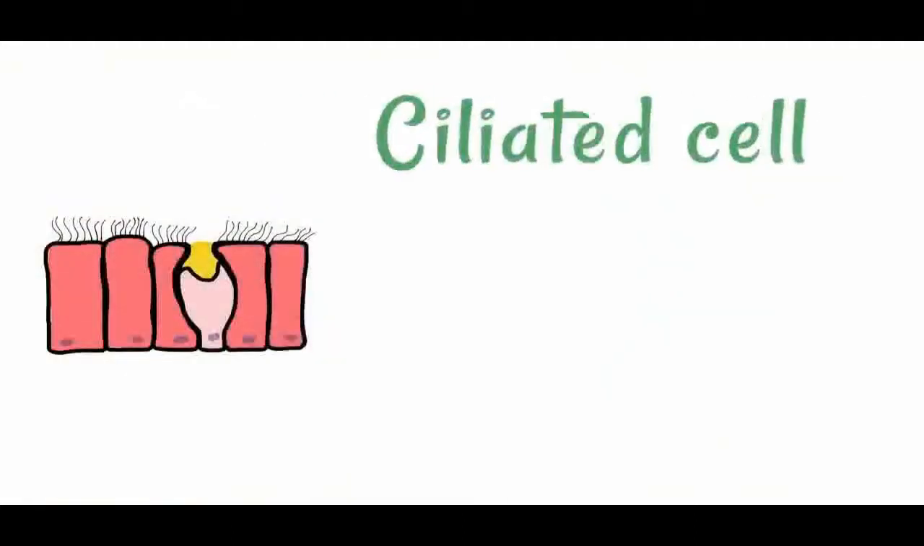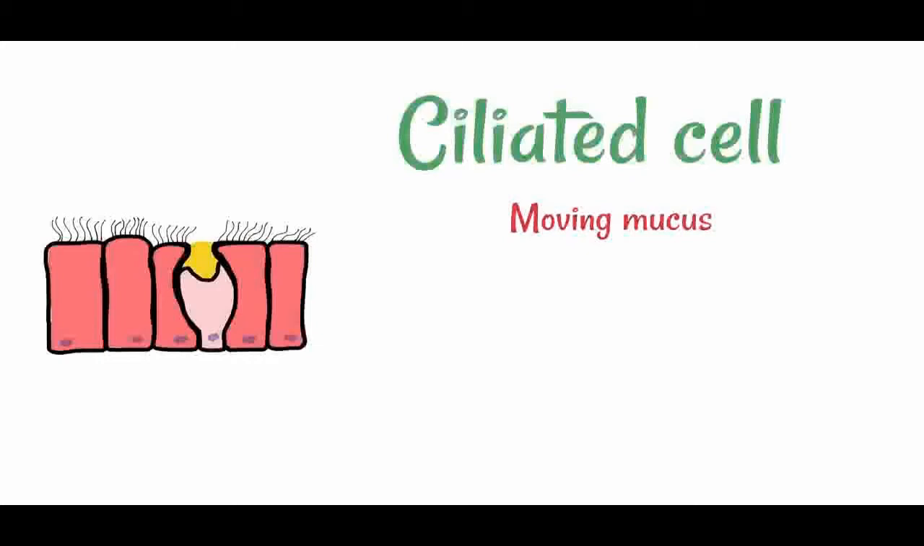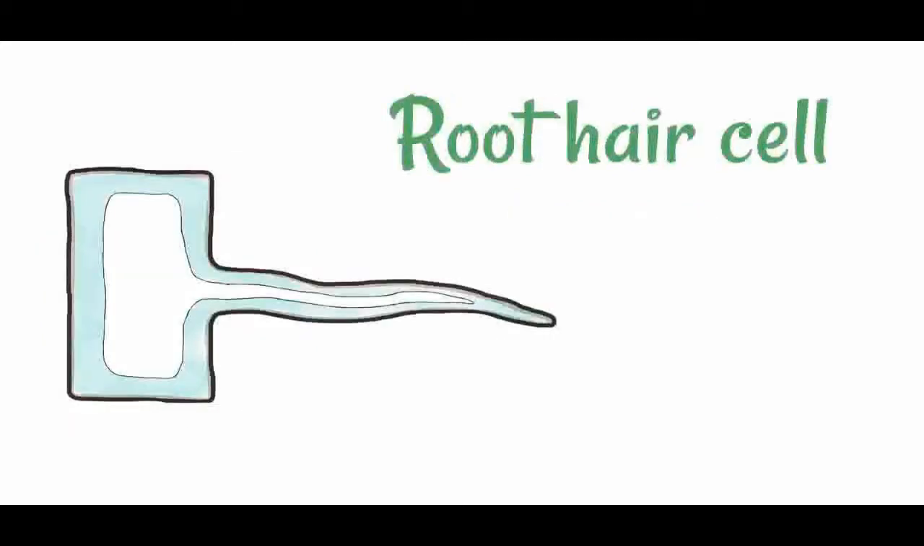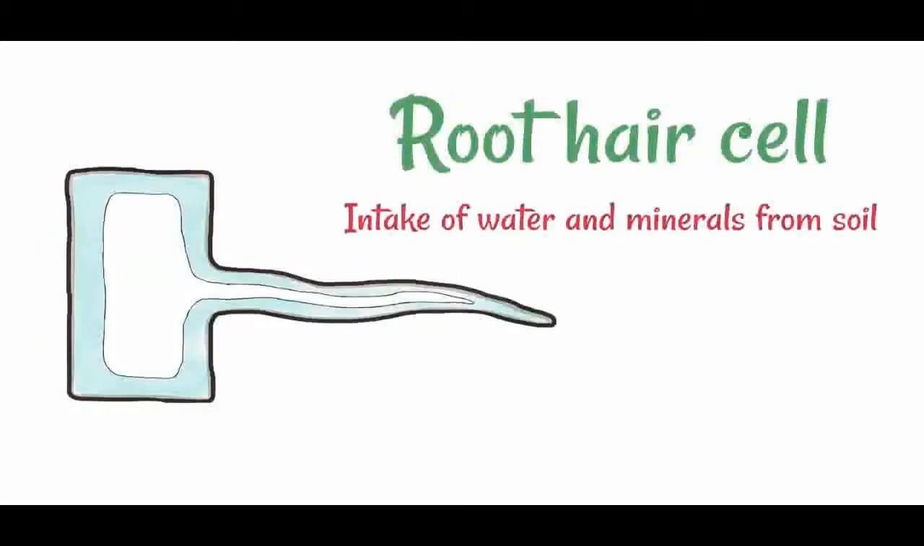Ciliated cells are responsible for moving mucus along, for example, to move mucus which traps dust and pathogens out of the lungs. They've got hair-like projections which are able to move in order to waft mucus. In this diagram there are several ciliated cells, and you can see the little hair-like structures on top of them known as cilia. And there is a goblet cell in amongst them which produces the mucus which is able to trap things like pathogens and dust. Root hair cells are responsible for the intake of water and minerals from the soil, and they've got a particularly large surface area in order to do that.